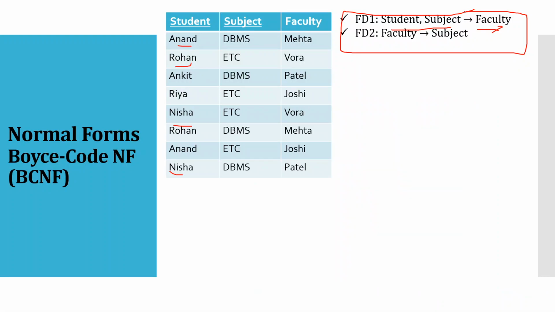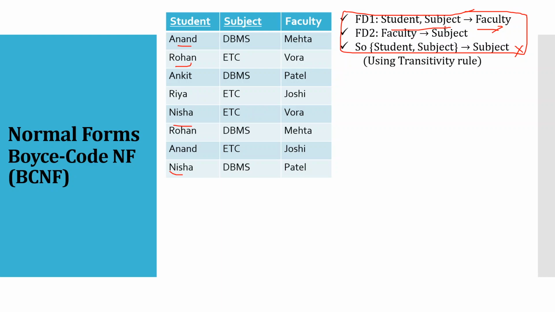If I use the transitive functional dependency here, then you can say that student and subject determines subject, but this is of no use, because subject is already part of this particular determinant. So this transitive rule is not required here, but this is just for your understanding. Now if we look at the two functional dependencies properly, student and subject determines faculty, or faculty is dependent on student and subject together.